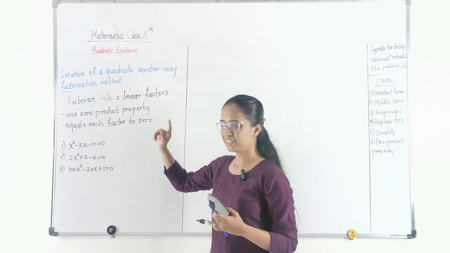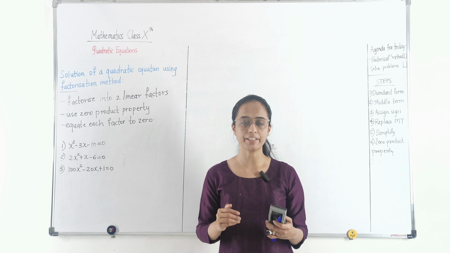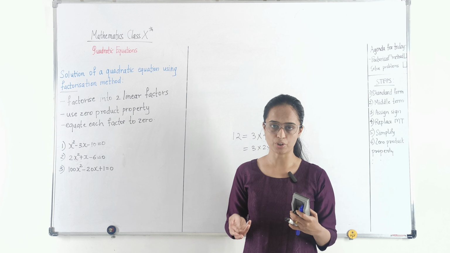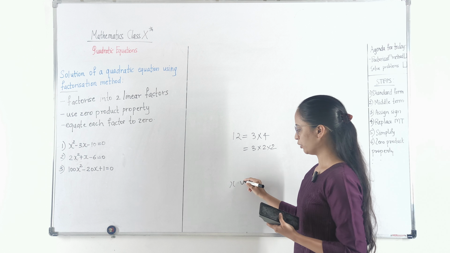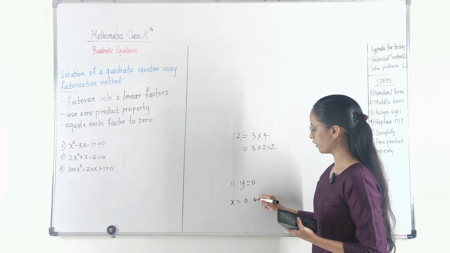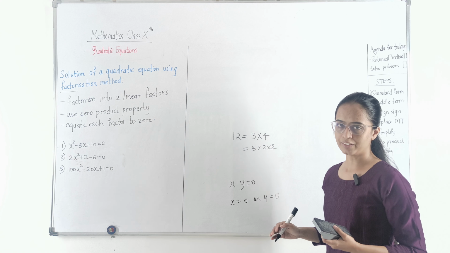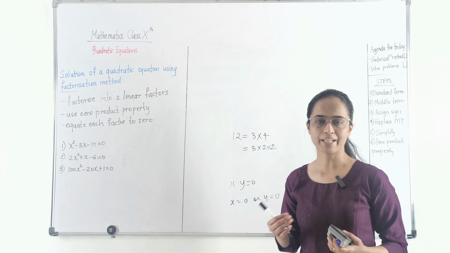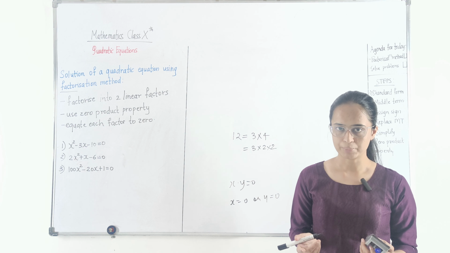And then you're going to use the zero product property, which is that if the product of any 2 terms is 0, then either of the terms has to be 0. Meaning if x into y is 0, then x is equal to 0 or y is equal to 0. And this is pretty much obvious because a product of 2 terms can be 0 if both of the terms are 0 or either of them is 0.